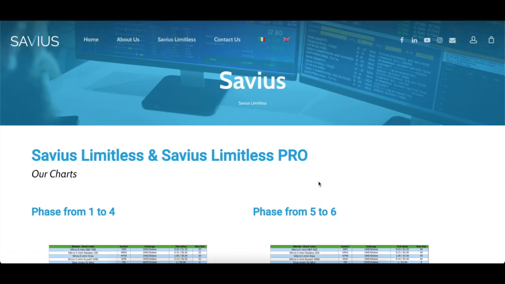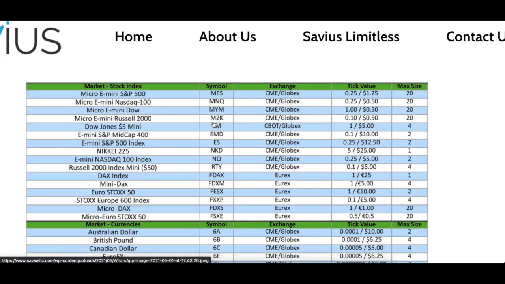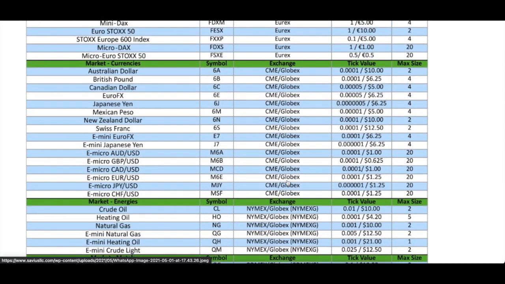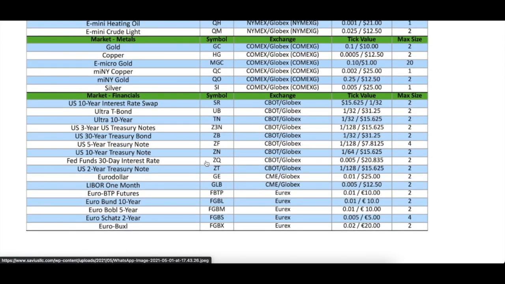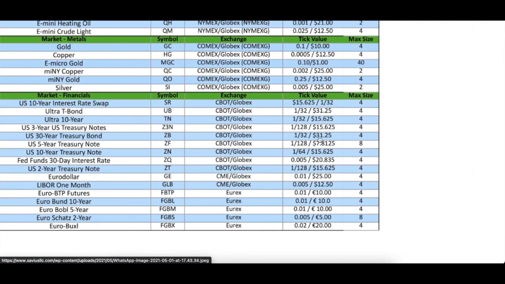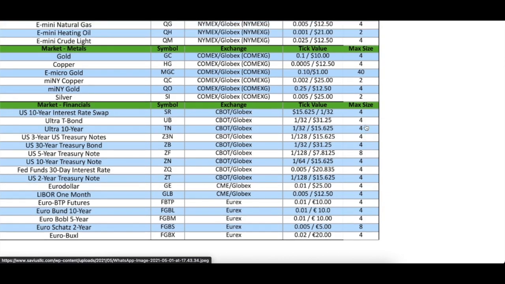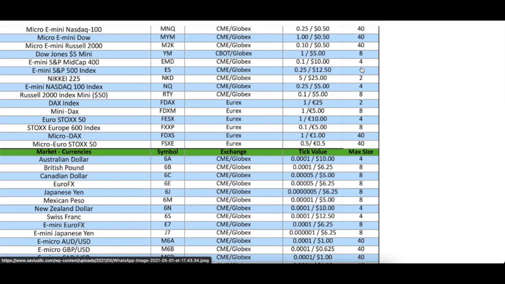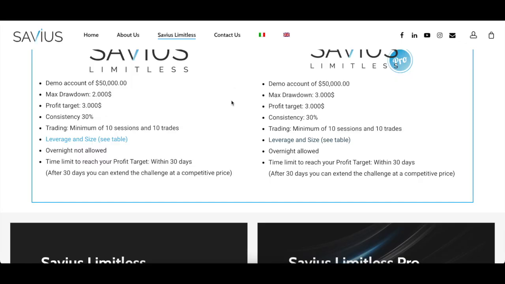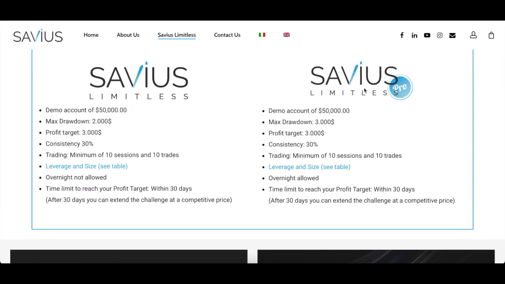I'm definitely going to say that's a big no. And just to make sure I'm clear on this, I did click on the link for the Pro account as well, and it's the same sizing. You can see here, ES is 2 contracts, Ultra Bond 2, 30-year 2, and then scrolling over here to phases 5 and 6, 4s, and 4 for ES. So the contract limits don't change based on the regular or the Pro.